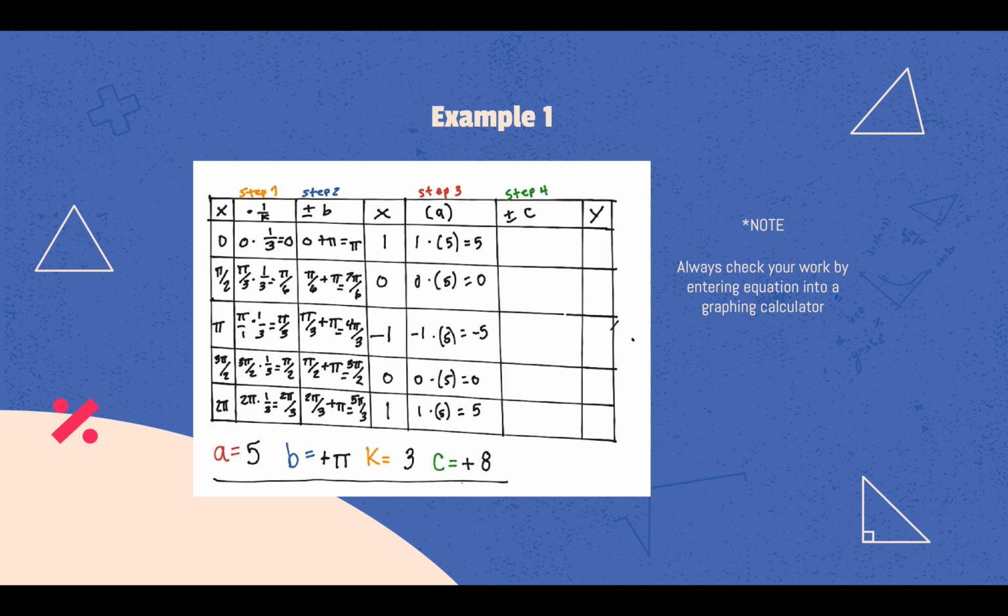Now that we have our new values after being transformed by our amplitude, we can take those values and transform them further by plus or minusing our c. In this case, we'll be adding 8 to each value that we obtained. Once we apply the transformation of c by adding 8 to each of those values, we now have our y values, which brings us to the next step of listing our ordered pairs.